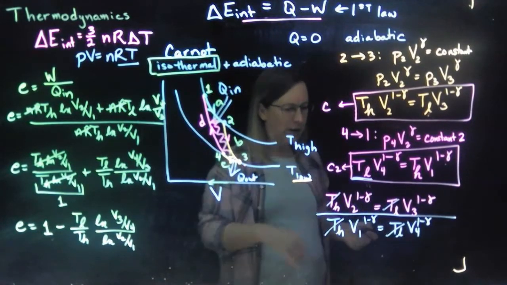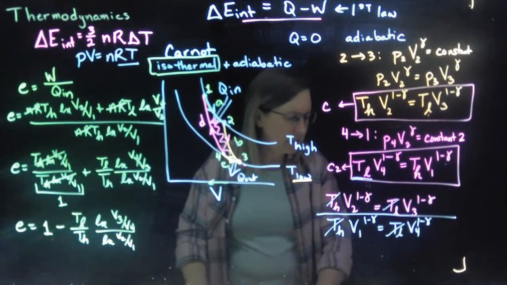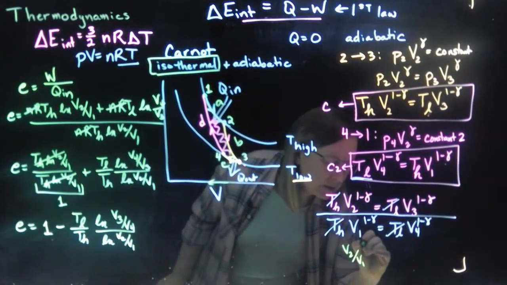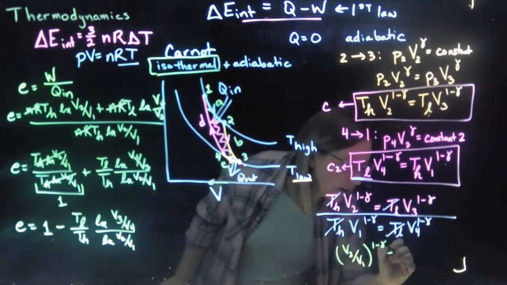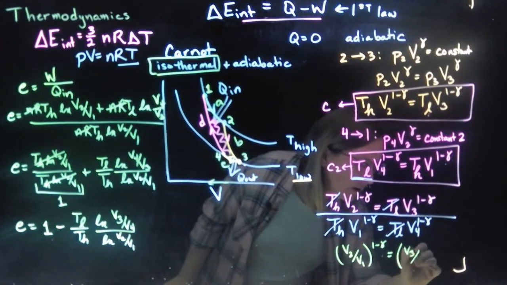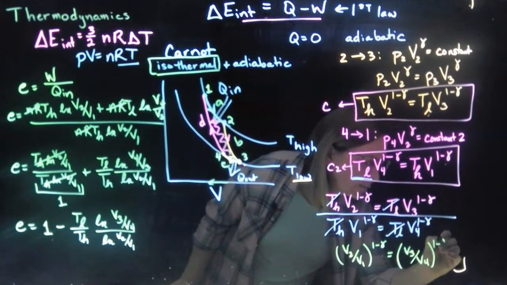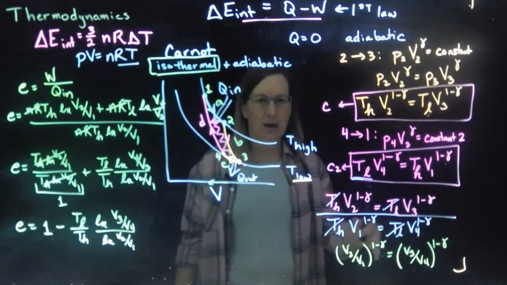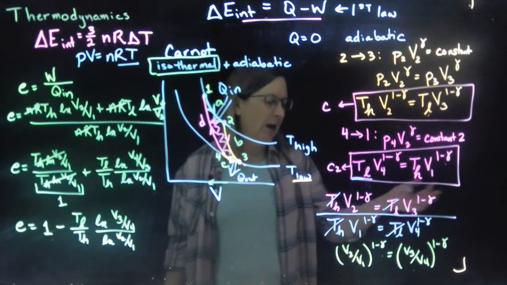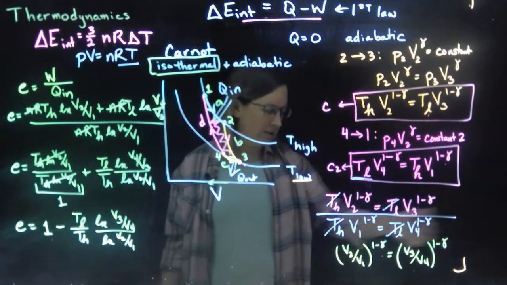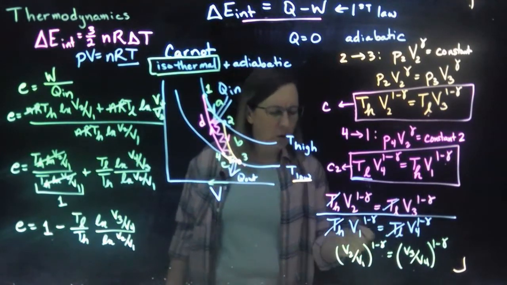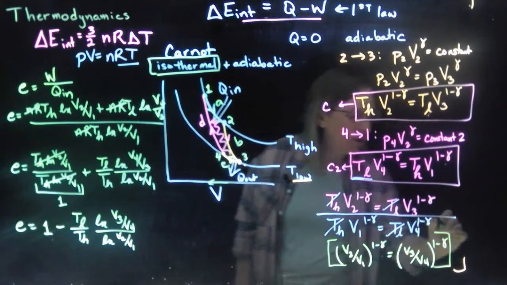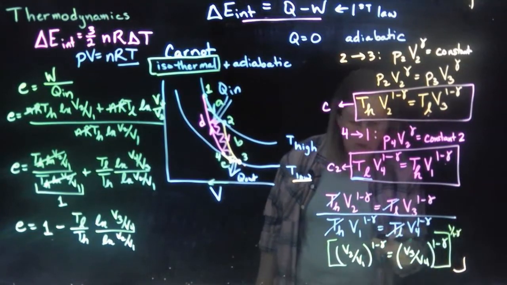and I'm left with, look at this, V2 over V1 all raised to the 1 minus gamma is equal to V3 over V4 all raised to the 1 minus gamma. You can take the root of whatever 1 minus gamma is. If 1 minus gamma is a half, then you can square the whole thing, for example, to get rid of this 1 minus gamma. Or you can raise this all to the power of 1 over 1 minus gamma, whatever you want to do.